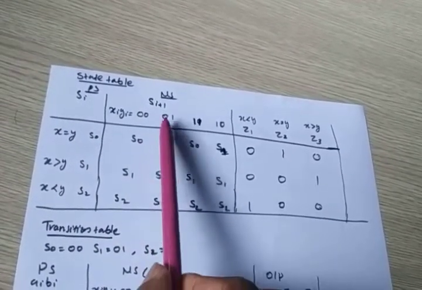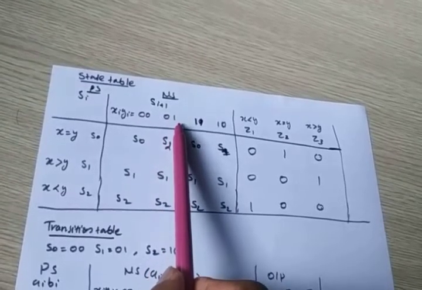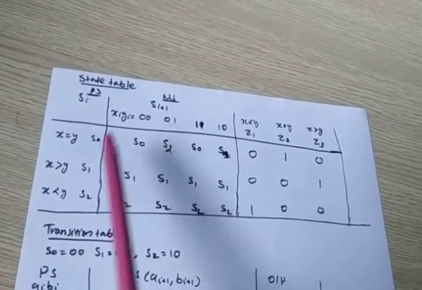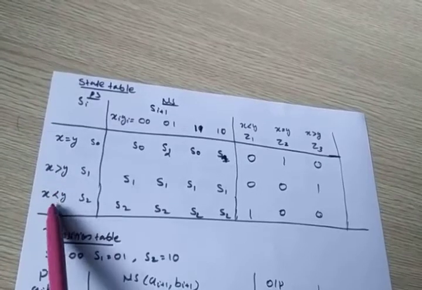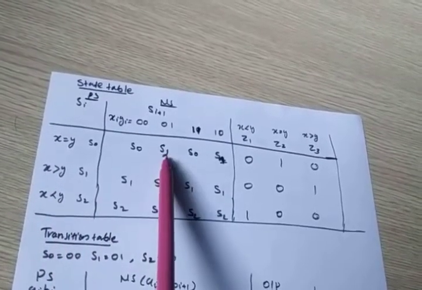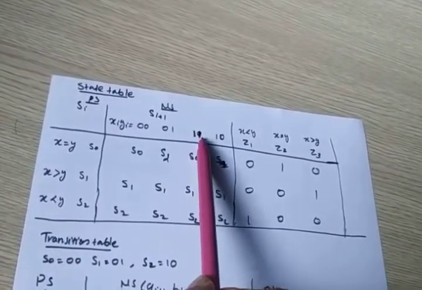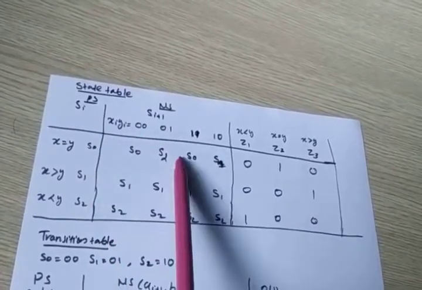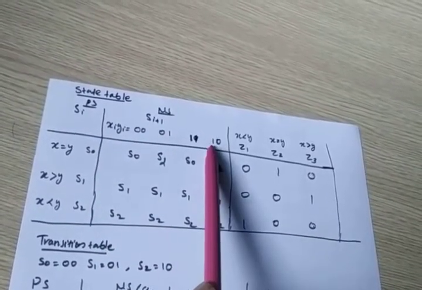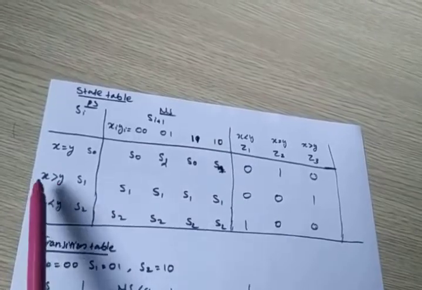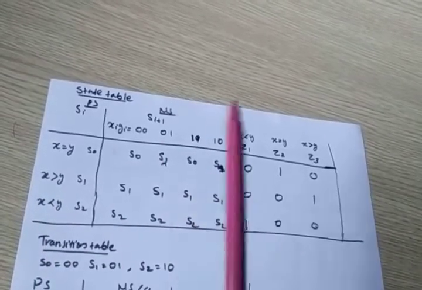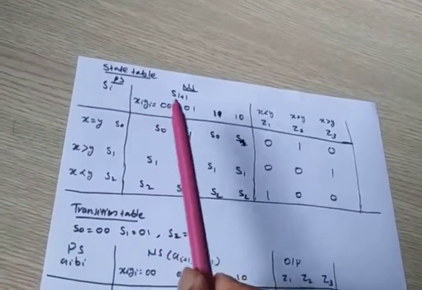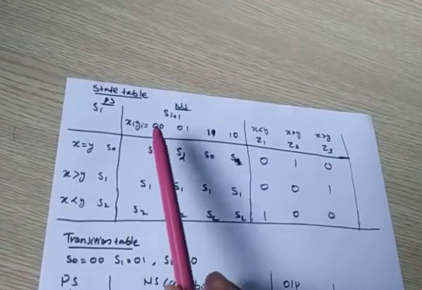S0. What about 0, 1? Both are different, and y is greater than x. Y greater than x means S2. That's why S2. This is 1 1. In 1 1 both are equal, so S0. This is 1 0. That means x is greater than y, S1. That is S1 here. Similarly, what about for 0 0?